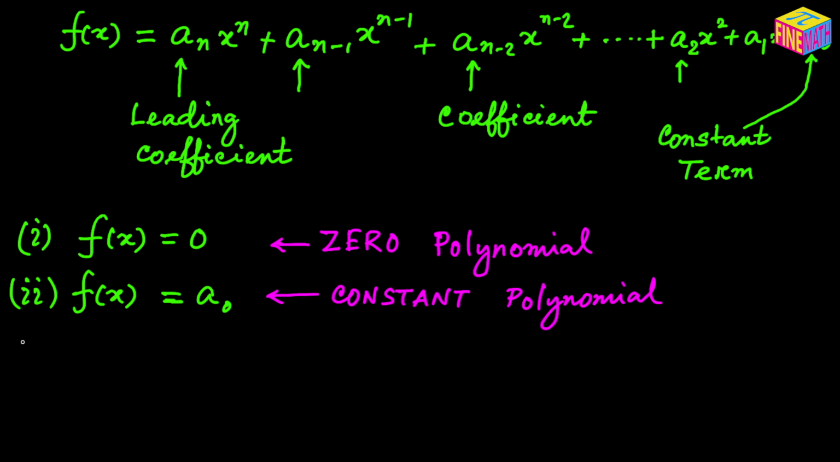Now let's talk about the third scenario. Let's take a scenario where all of the coefficients are 0 all the way up to a sub 2. So a sub n minus 1, a sub n minus 2, all the way up to a sub 2, all those coefficients are 0. That means all those terms become 0. So we'll be left with a sub 1 times x plus a sub 0. So then f of x is going to look like this. It will be a sub 1 times x plus a sub 0. And when you see a polynomial function like this, this type of polynomial function is called linear polynomial.